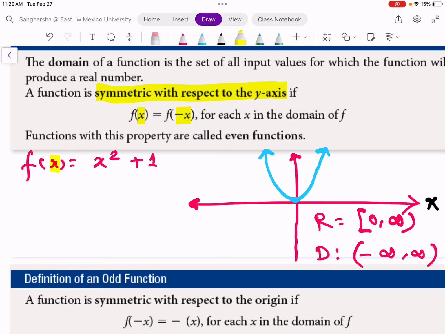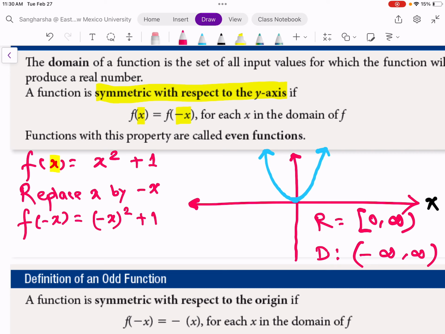Now what we do is replace x in this function by negative x. If we get the same function, then our function is symmetric to the y-axis. So we replace x by negative x. Now let's see what happens. If we get the same function, then yes, it's symmetric. If we replace x by negative x, we have f of negative x equals, our x is negative x, so we have negative x squared plus 1, and negative x squared is x squared, so x squared plus 1. And what is this x squared plus 1?